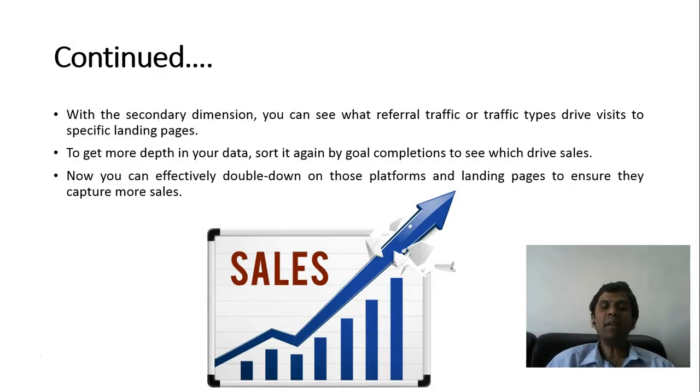With the secondary dimension, you can see what referral traffic or traffic type drives visits to the specific landing pages. To get more depth in your data, you have to sort it by goal completion to see which drives sales. Now, you can effectively double down on those platforms and landing pages to ensure they capture more sales.